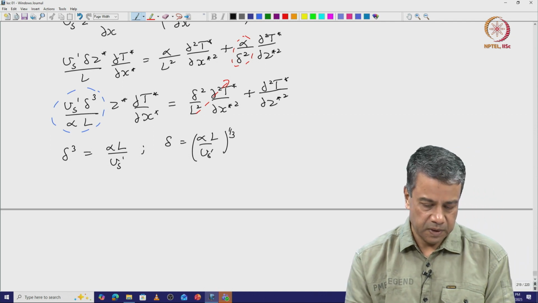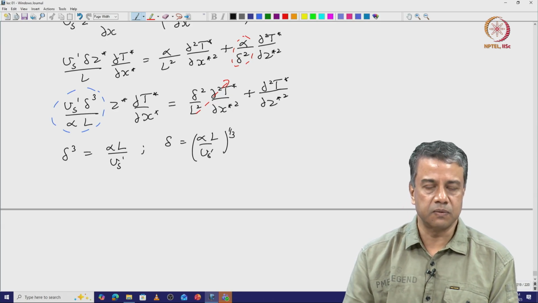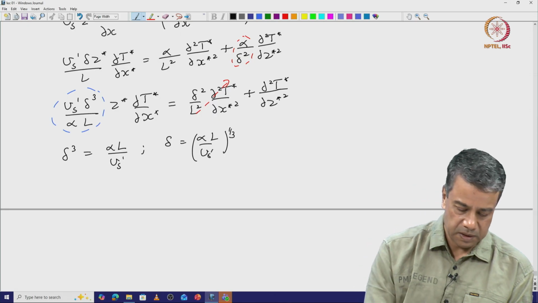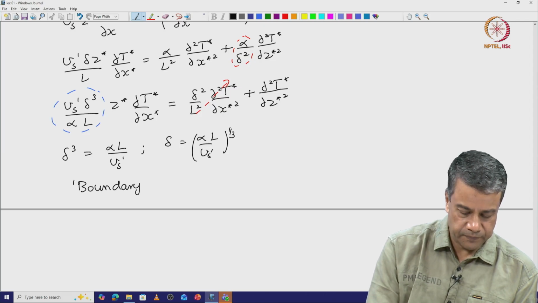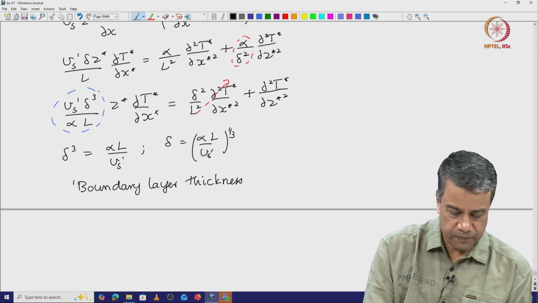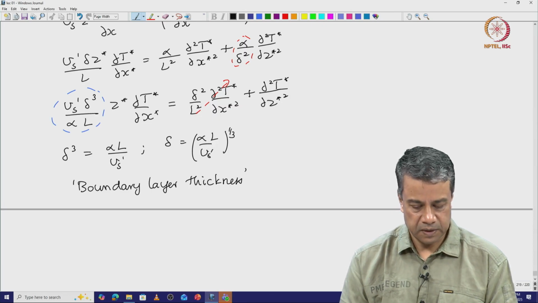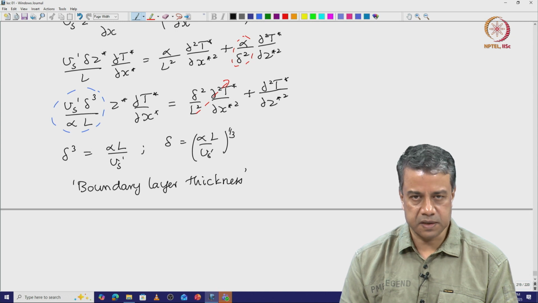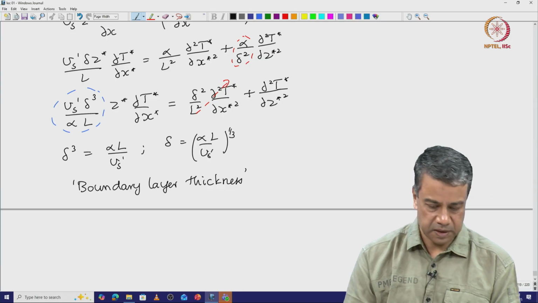So, this is the length scale. This is the thickness of the layer within which convection and diffusion are of equal magnitude. This is called the boundary layer thickness. You can verify that this has dimensions of length. Alpha is a diffusion coefficient, length square divided by time. Vs prime has dimensions of 1 over time. So, therefore, this has the correct dimensions.